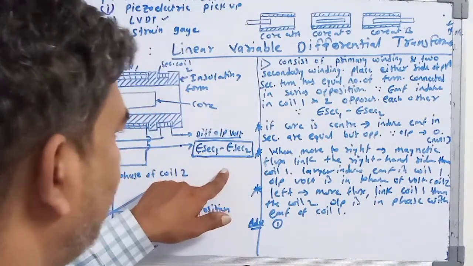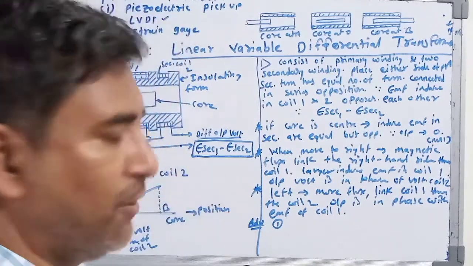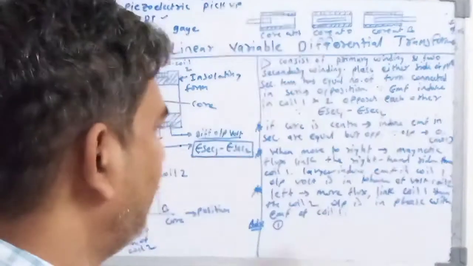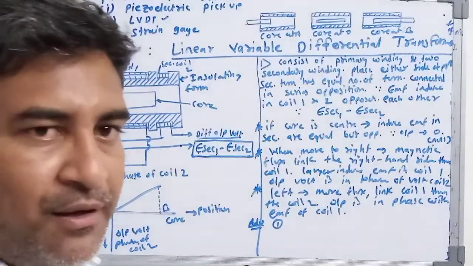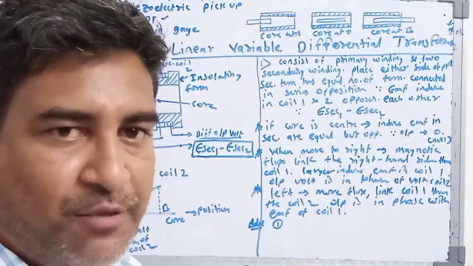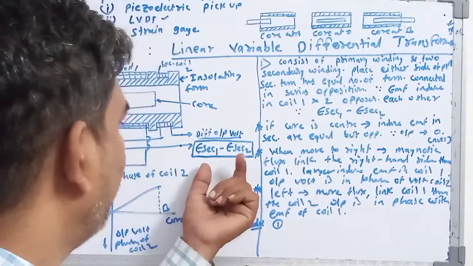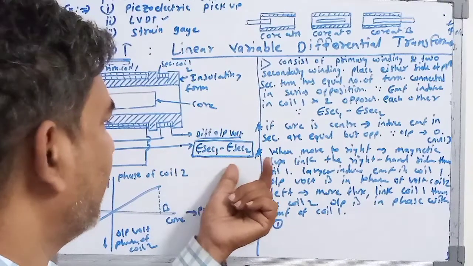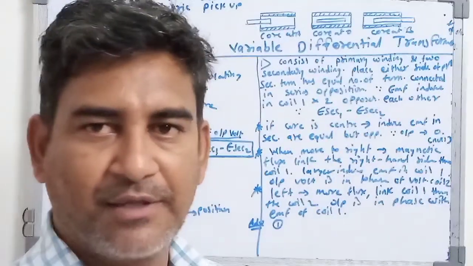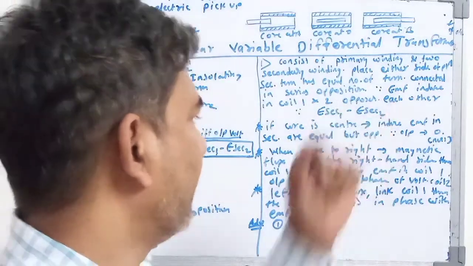Why is this possible? It is possible only when they oppose each other. Before they oppose, you get the secondary 1 and secondary 2 outputs separately, but as soon as they oppose, you get the value secondary 1 minus secondary 2. Whatever EMF is produced in secondary 1 and secondary 2, you get the difference.